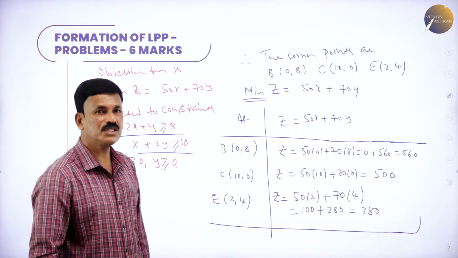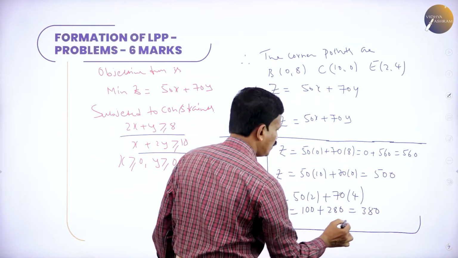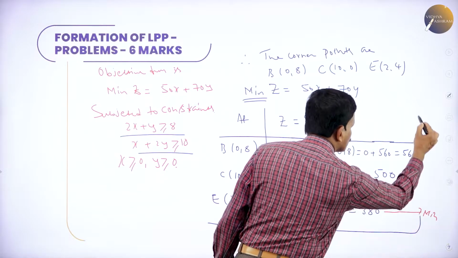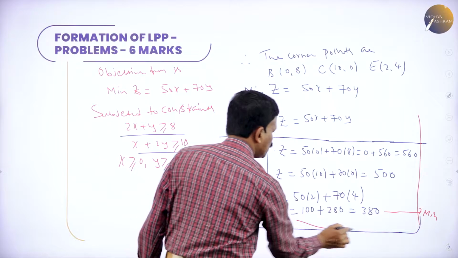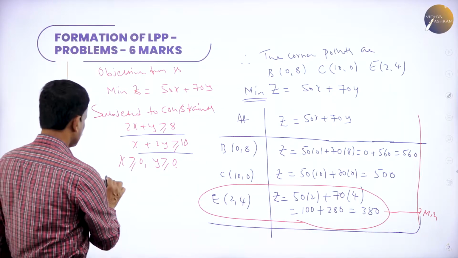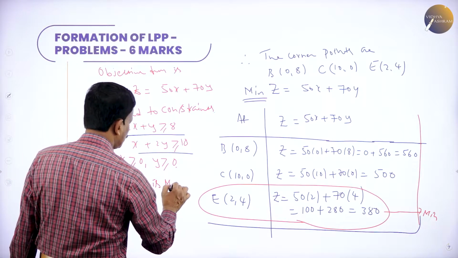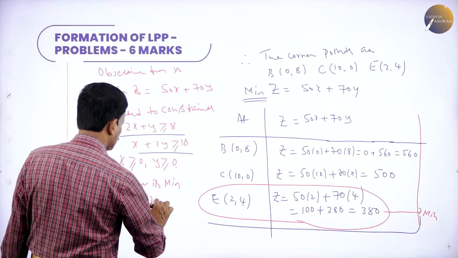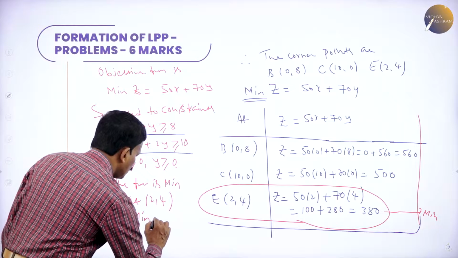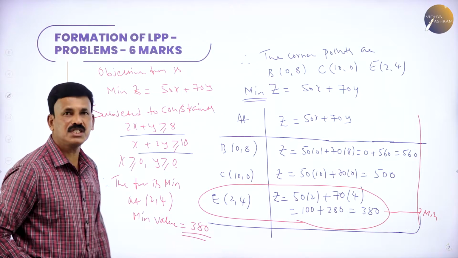Now what is the objective function? It is to minimize. So what is the minimum value here? The minimum value is 380 at E (2, 4). So therefore the function is minimum at (2, 4) and the minimum value is equal to 380.